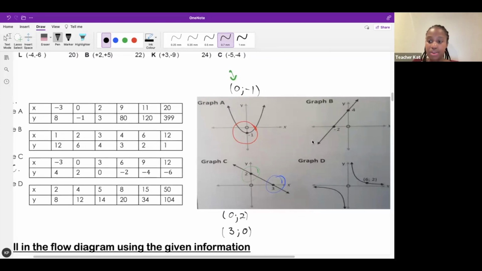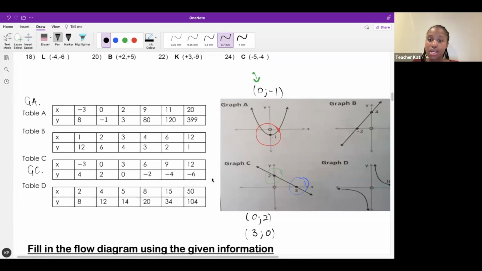Let's go to graph D. They already gave us the coordinates for graph D. Is there a table that corresponds with those coordinates? Which table corresponds? Table B. So this is graph D.